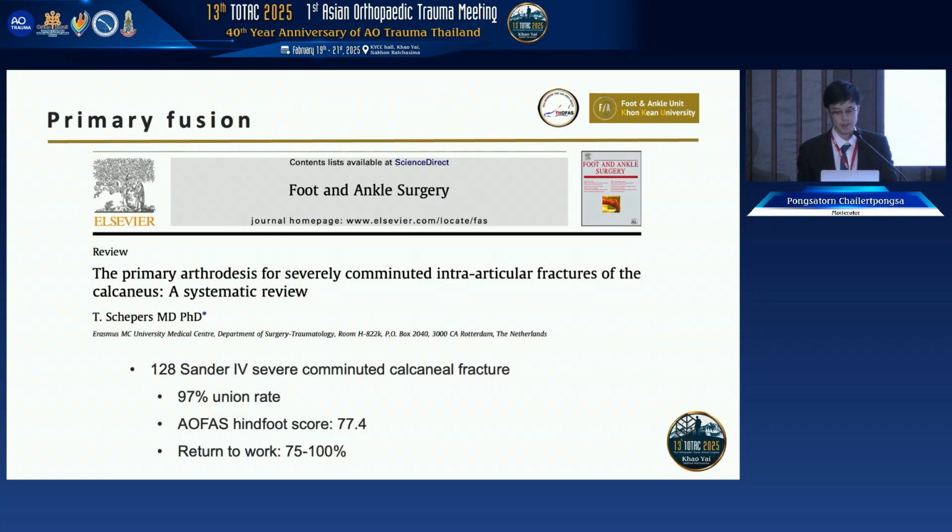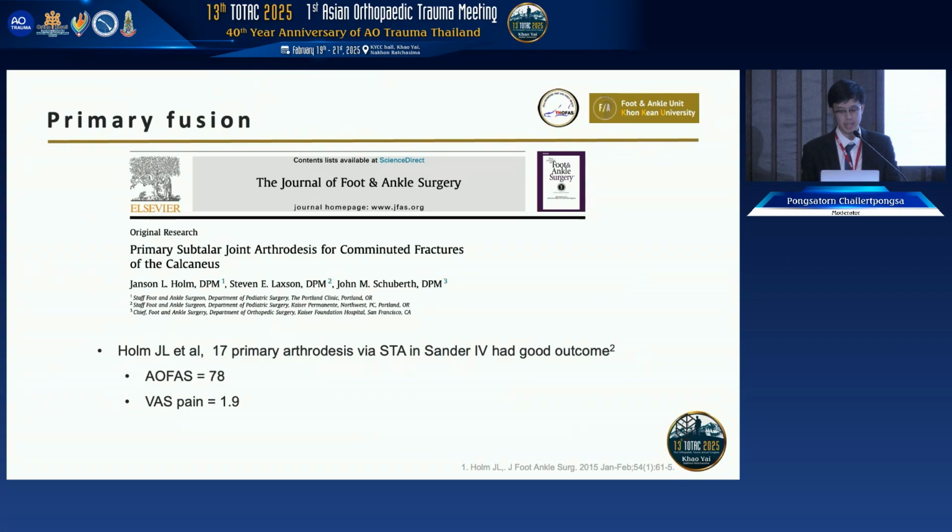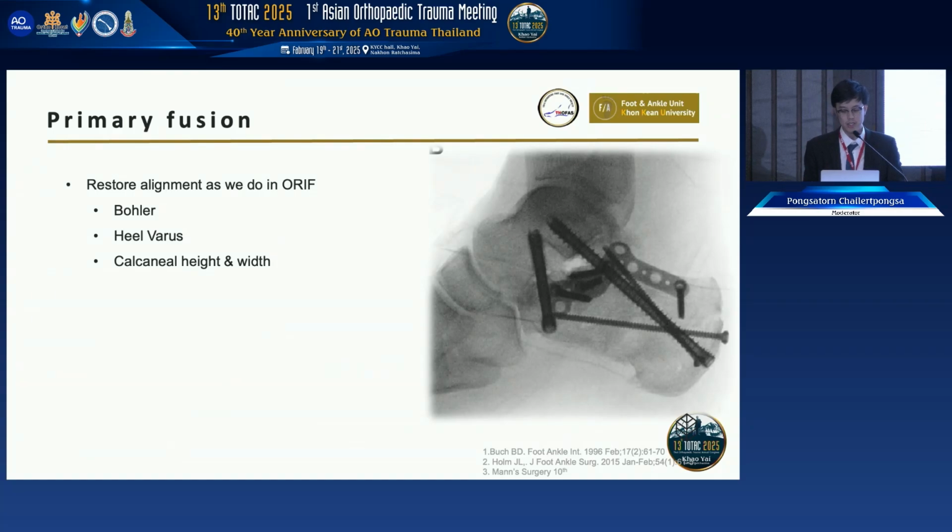According to a systematic review in 2012, the union rate of primary fusion is nearly 97% and the AOFAS score is about 77. They also reported a high rate of return to work after primary fusion. Primary fusion can be done by the sinus tarsi approach too. It also provides a good functional outcome and pain score over a 1 year follow-up. I will summarize the important steps of how to do a primary fusion in calcaneal fracture.